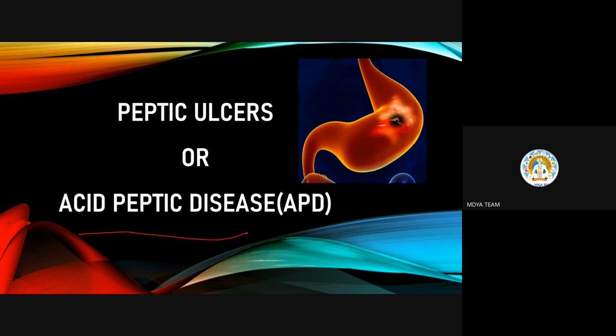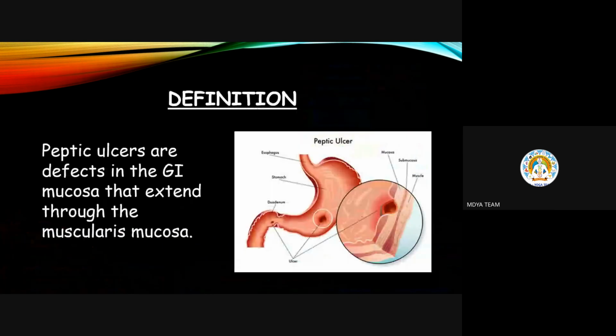Okay, so now we'll go on to this. Peptic ulcers or acid peptic disease, APD. Now, the definition of peptic ulcers. What are peptic ulcers? Because it is a gastrointestinal disorder, the problem happens at the level of the GI tract. It is a defect in the GI mucosa that extends through the muscularis mucosa. That means the inner mucosal membranes are getting lesions. When this happens at the mucosal layer, it is called peptic ulcer.